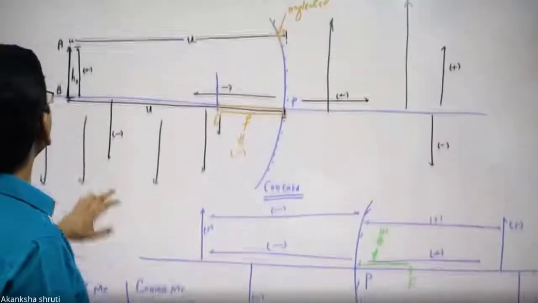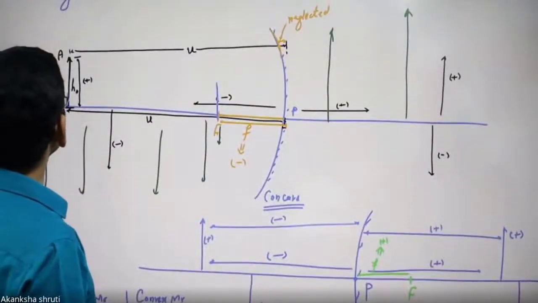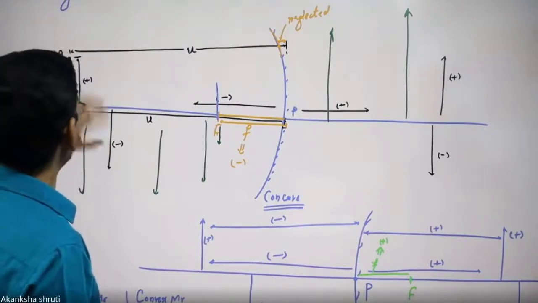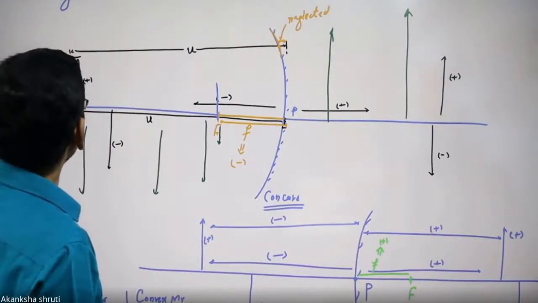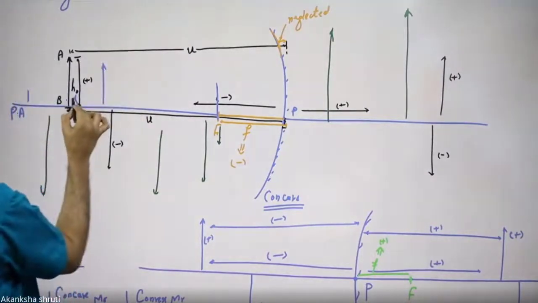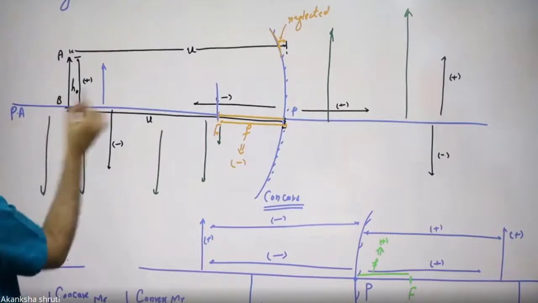The next point is our height of the object. Students, see here, this object is mostly considered upright to this principal axis. Means above this principal axis we are taking. So the height is measured in upward direction. Therefore, it is commonly taken as positive.